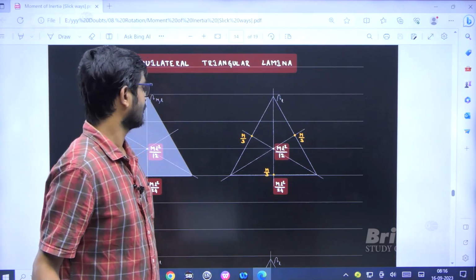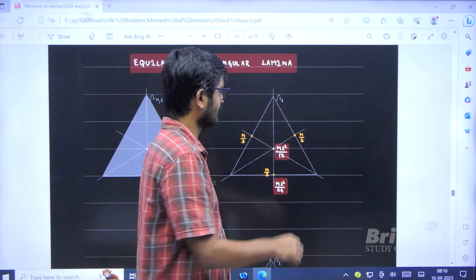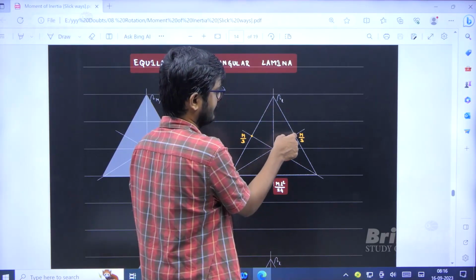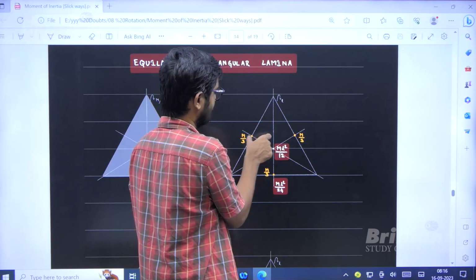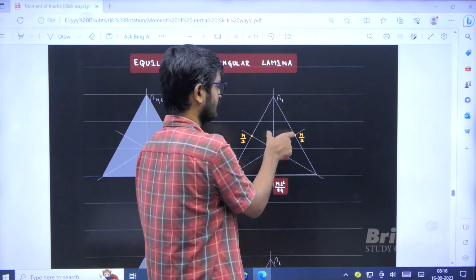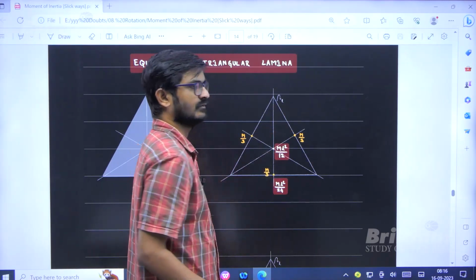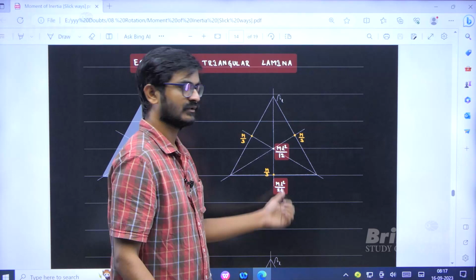Then if you calculate the moment of inertia about this axis, it will turn out to be m/3 into this distance square plus m/3 into this distance square, and this one's moment of inertia will be 0. So m/3 into this distance square plus m/3 into this distance square plus 0. When you calculate, it will turn out to be ml square by 24.